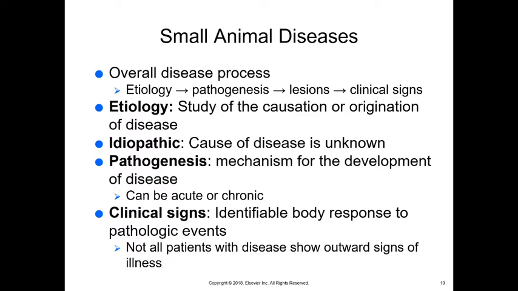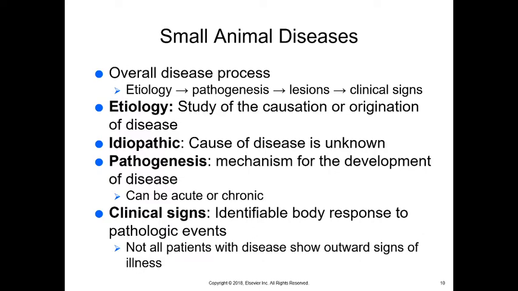One of the etiologies that could occur is something called idiopathic. If we can't figure out where this disease came from, the cause of the disease is unknown, we call that idiopathic. One way to remember this word is that we're idiots for not understanding the pathology. This doesn't happen very often, but let me give you an example of one type of idiopathic disease.